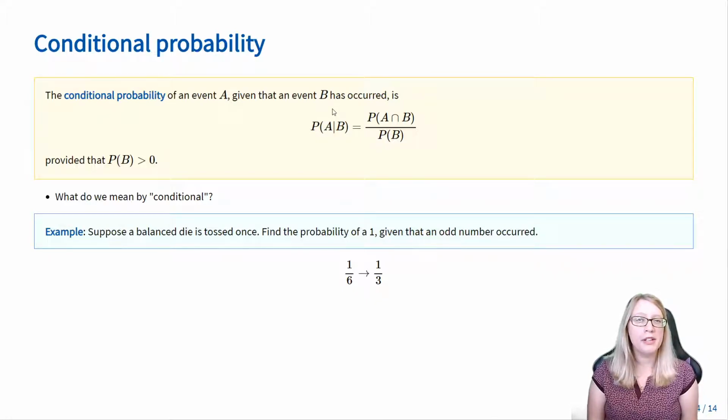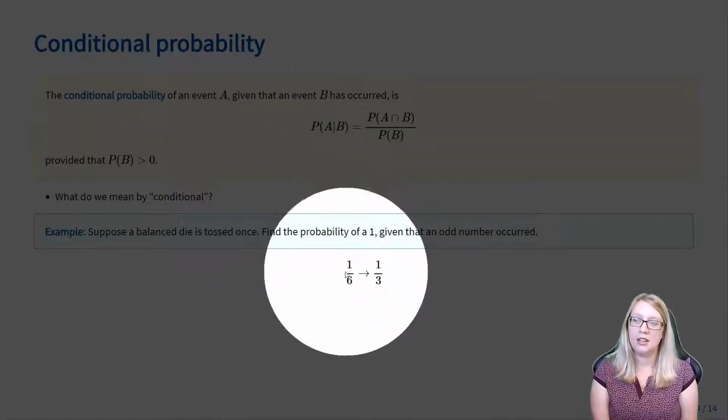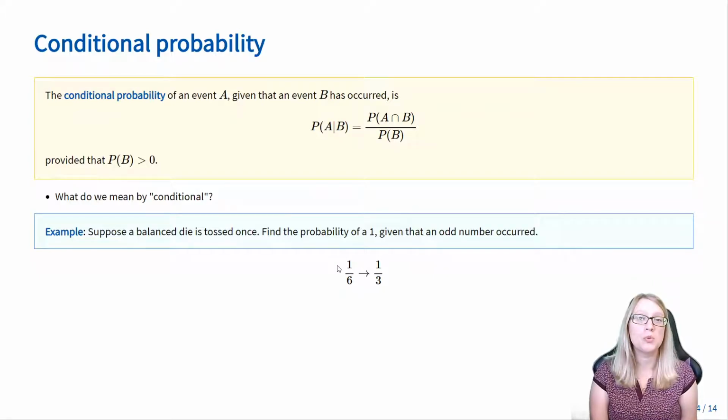Let's find the probability of 1 given that an odd number has occurred. So, unconditionally, the probability of rolling a 1 is 1 out of 6. There is 1 side of the die with a 1, out of 6 total. However, if we want to condition or restrict ourselves to the event that an odd number has occurred, there are now only 3 possible outcomes in the sample space, a 1, a 3, a 5, only one of which is a 1. So that's how we go from 1/6 to 1/3.